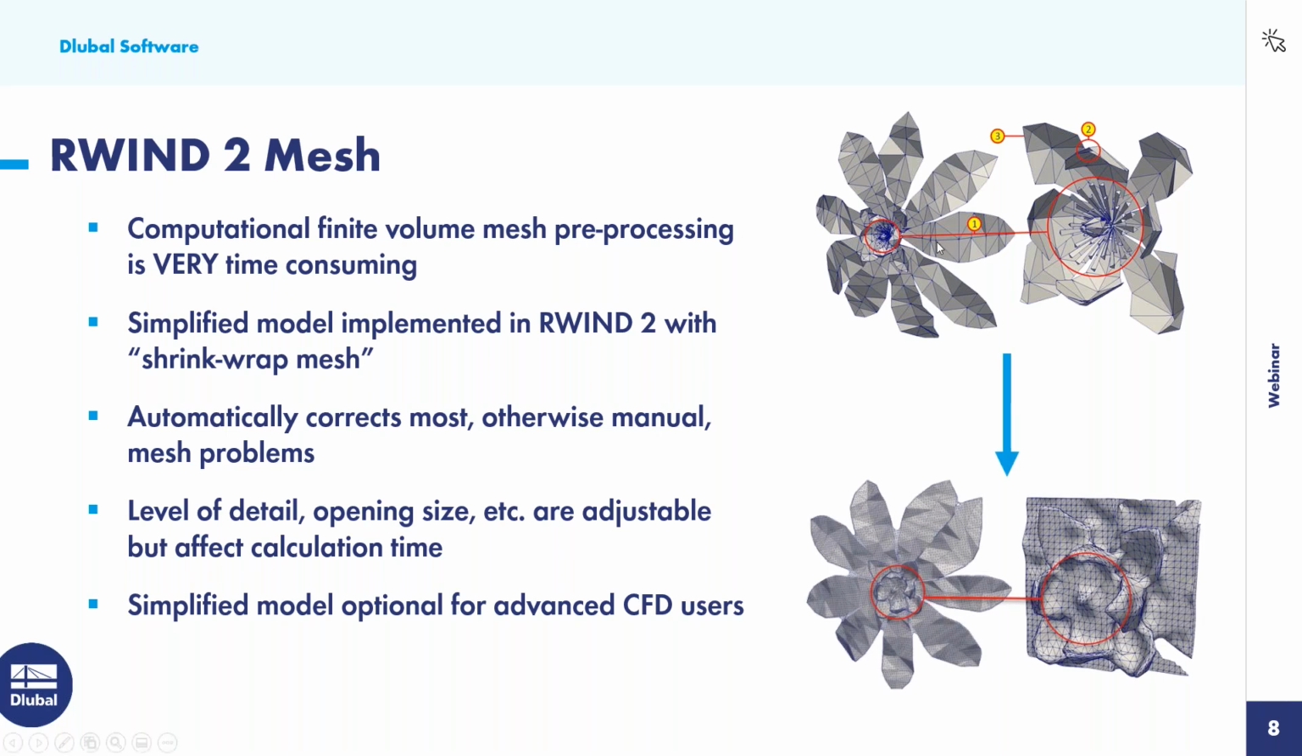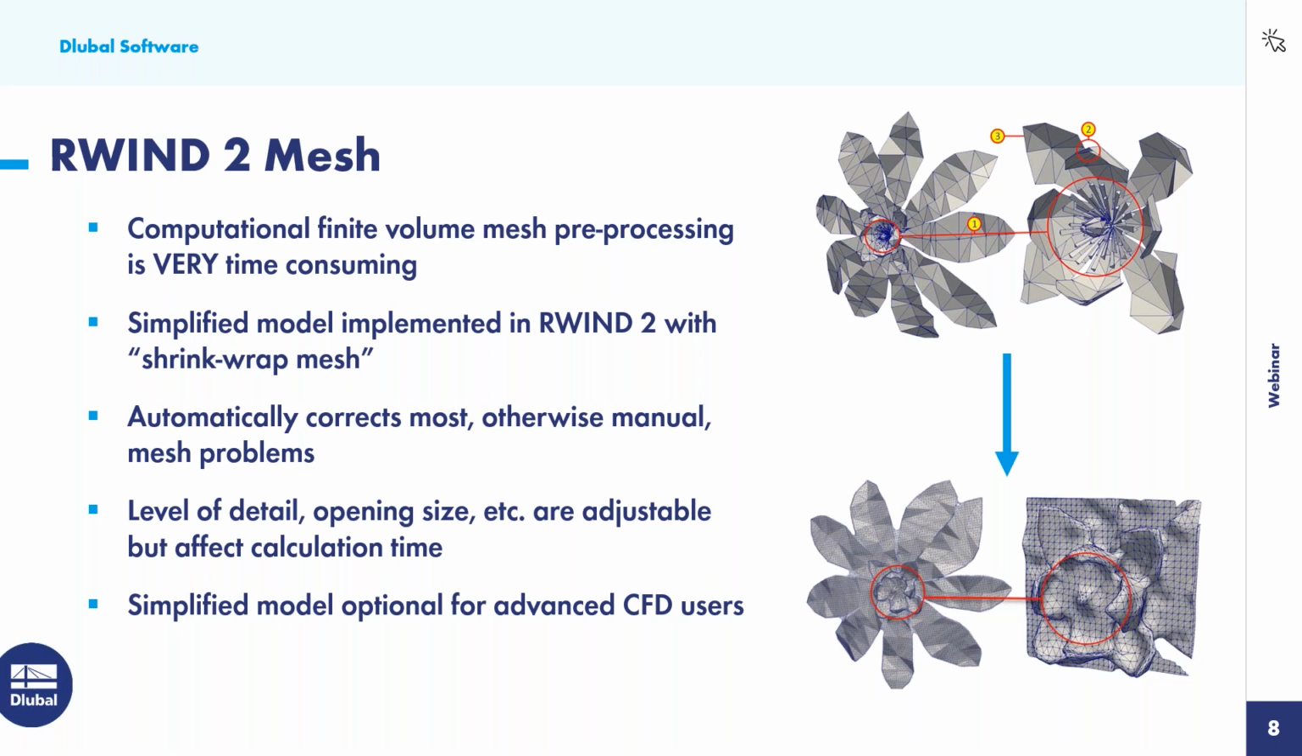So we take a look at the shrink wrap mesh around this same flower. We've zoomed in here to the center. You can see that all of these details have been simplified and most of the errors have been corrected. Now, topics like the level of detail for our shrink wrap mesh, closing the opening size, and mesh refinements are all adjustable, but these are inevitably going to affect the calculation time. Obviously, the higher the level of detail, the more mesh elements, the longer the calculation will take within RWIND.